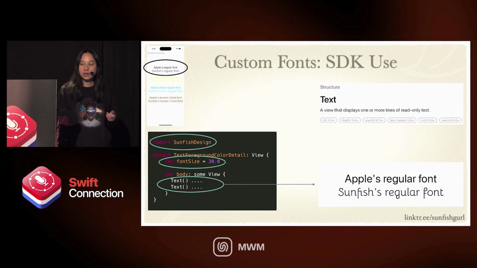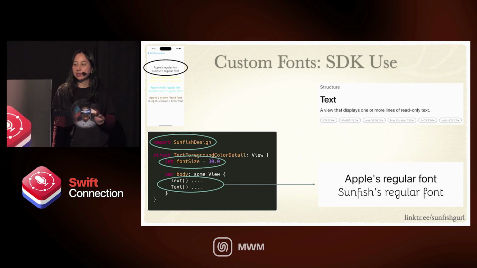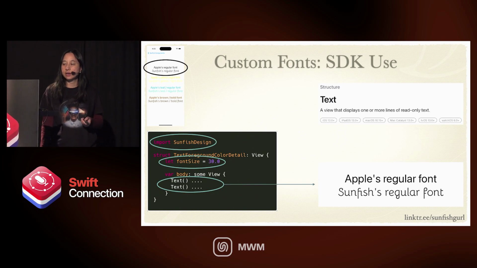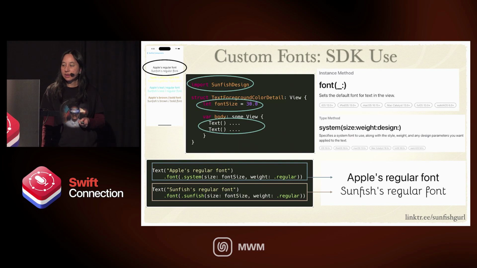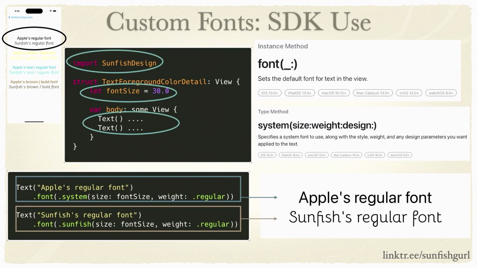Here you want to import your Swift package into the file that you're going to use it. Here's where I add the code to display the two different text boxes, and I create a variable called font size so I can use it throughout the view. And here is how you use both the regular Apple system font and the custom Sunfish regular font. Notice how you use the same font modifier syntax to display both. Next, I'll show you how this is done.